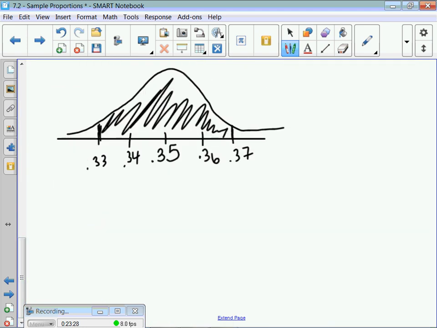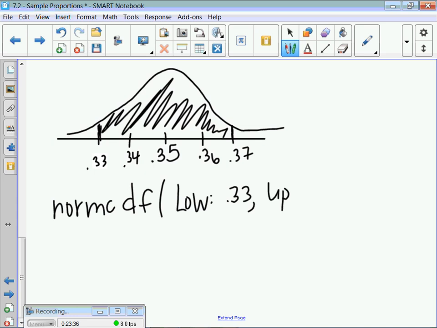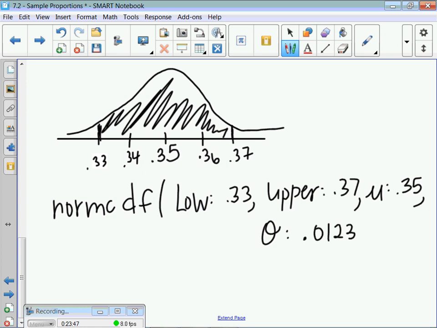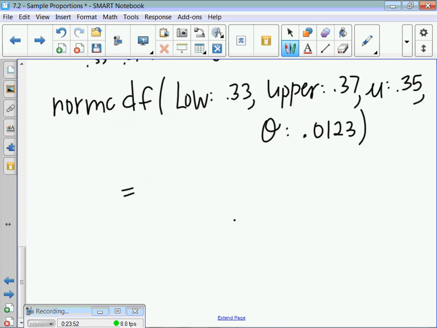So I can do normal CDF. Don't forget, you have to label. So my lower bound is 0.33. And my upper bound is 0.37. My mean is 0.35. And my standard deviation, we use the one we just calculated from the formula, 0.0123. And we get 0.8931.